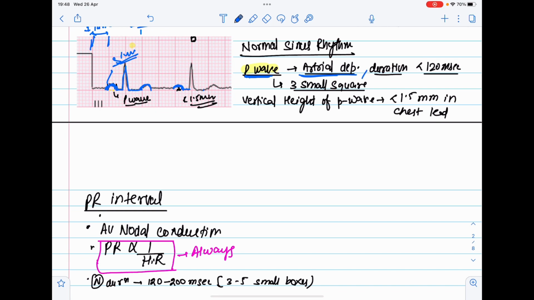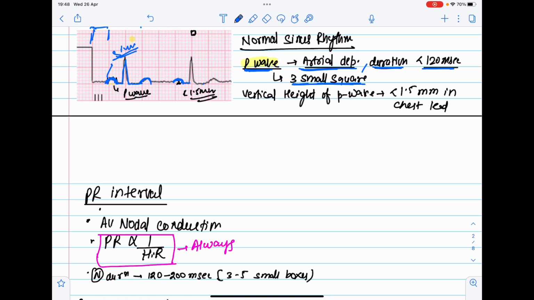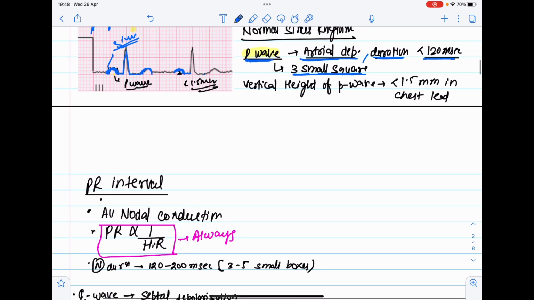And what is the normal duration of P wave? It should be less than 120 millisecond. Okay, if it should be less than 120 millisecond, it means it should be less than 3 small squares, because one small square represents 40 millisecond. So 3 small squares represent 120 millisecond. So approximately we will say that this P wave must be within these 3 small squares only.